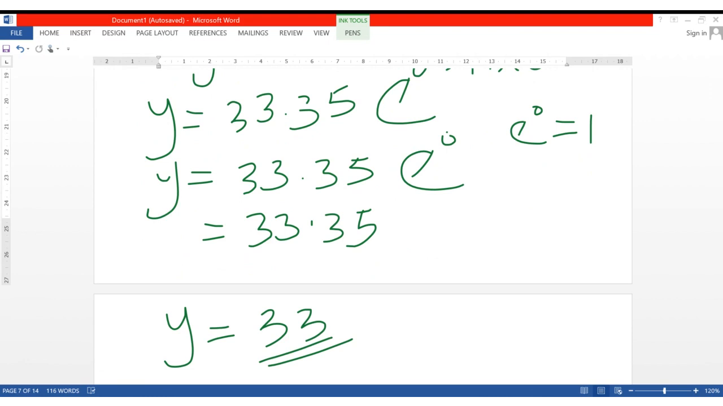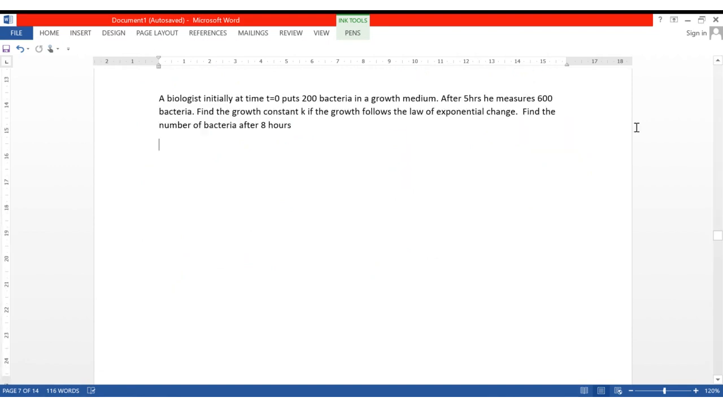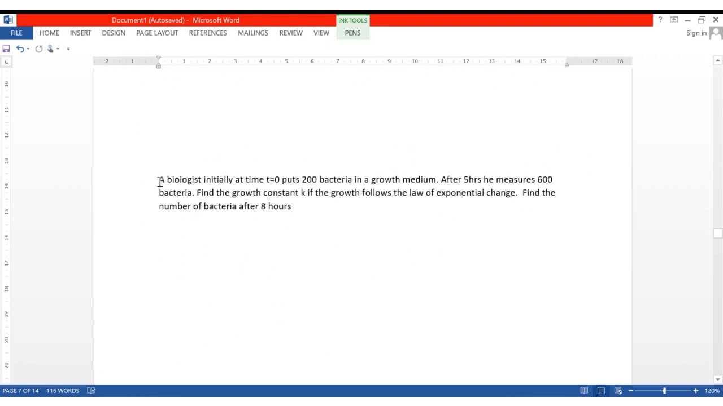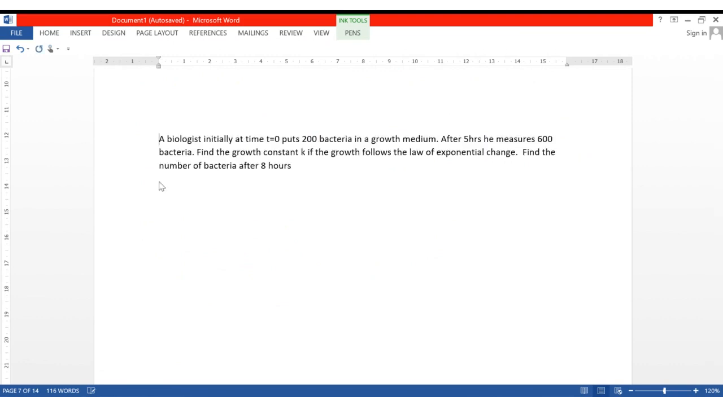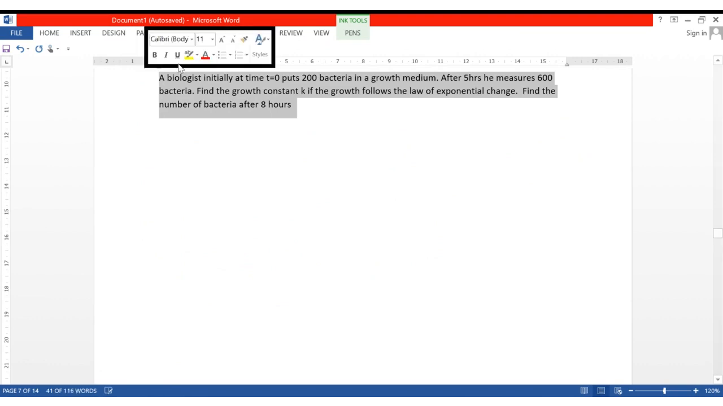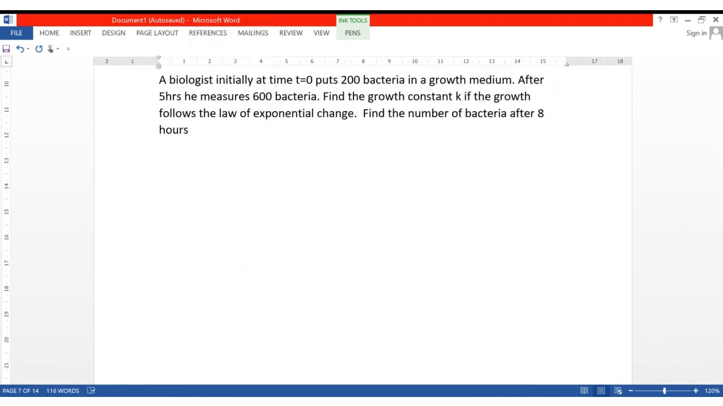So let's go back now to the final example. Final example. This is here. This is what we have. A biologist puts 200 bacteria. Increase the font. A biologist at time t equals 0 has that number of bacteria. After 5 hours, he measured 600 bacteria. Find the growth constant k. The growth follows the law of exponential change. Find the number of bacteria after 8 hours.